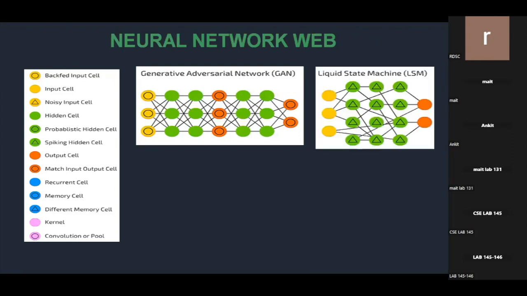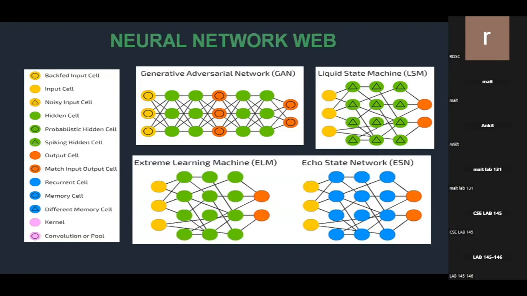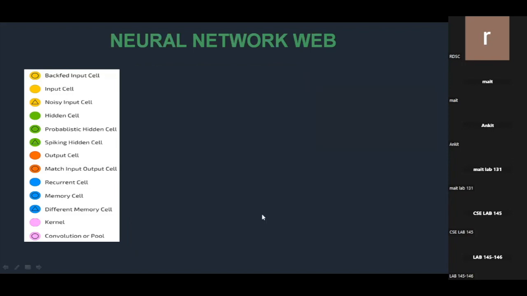Then we have liquid state machines. Then we have extreme learning machines, ELM. Then we have echo state machines. The power of ELM and echo state is almost the same, so you can use either alternatively. The only difference is that here we have recurrent units, and there we have simple hidden units. If you are working on time series, then echo state is feasible for you. If you are working on a static data set, then ELM is better for you.